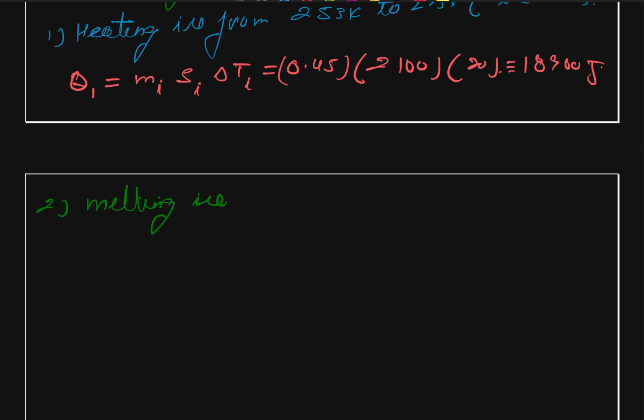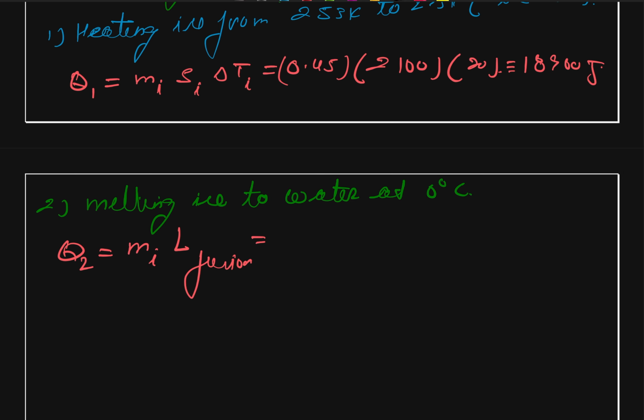Melting ice to water at 0 degree centigrade, which will be our latent heat. So we can call this Q2, which will be equal to m of I and L fusion.